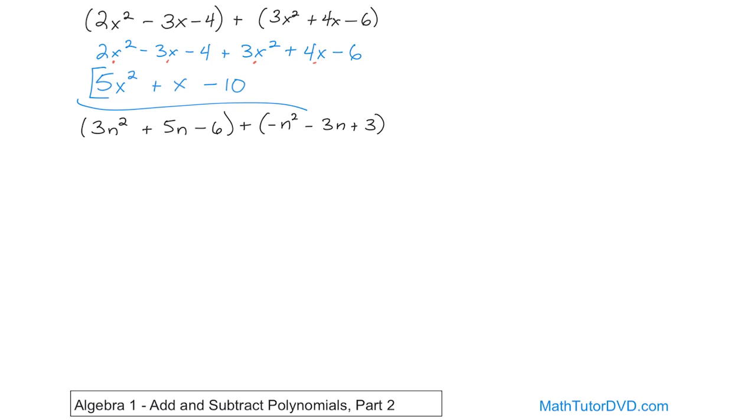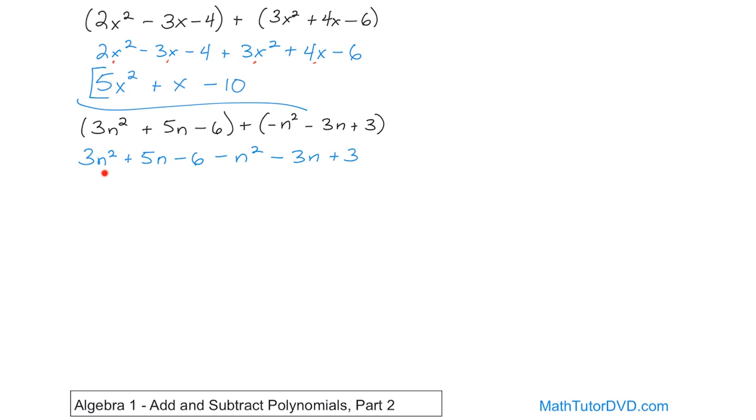So you see what we have here. This is not a like term with this, so we cannot combine them or add them. Of course, we can't do anything there either. Same thing here. These are not like terms, so we can just drop the parentheses, and that helps us visualize what to do. 3n squared plus 5n minus 6. Now here you have to be a little careful. You're adding a negative n squared, so you write it as minus n squared. Same thing here. You're adding a negative 3n, so it's just written as minus 3n, and then you have plus 3.